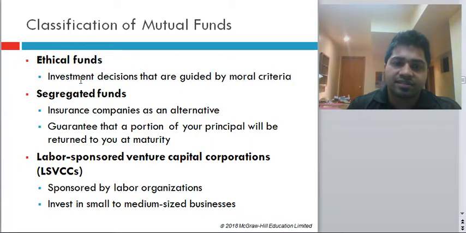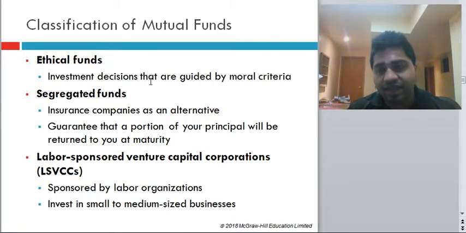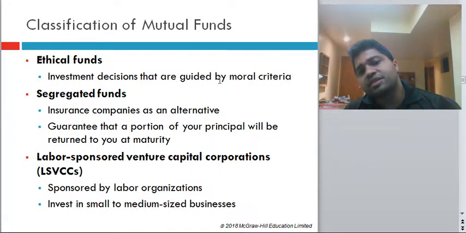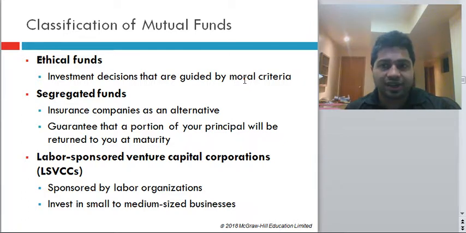Ethical funds, these funds have certain ethics that they abide by. For example, Norway's pension fund generally doesn't invest in companies that are in tobacco or producing arms, etc. So investment decisions are guided by a moral criteria that is mentioned in the fund.